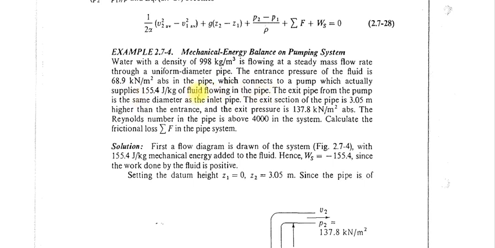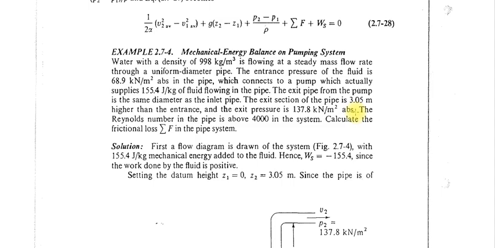So here the energy is given, how much energy is given to the fluid in the pipe. The exit pipe from the pump has the same diameter as the inlet, so the pipe diameter is the same. The exit section of the pipe is 3.05 meter higher than the entrance, so there is a difference between the heights of the inlet and outlet pipes. The pressure at the exit section is 137.8 kilonewton per meter square. So here the inlet pressure is 68.9 kilonewton per meter square, and the exit pressure is 137.8 kilonewton per meter square.